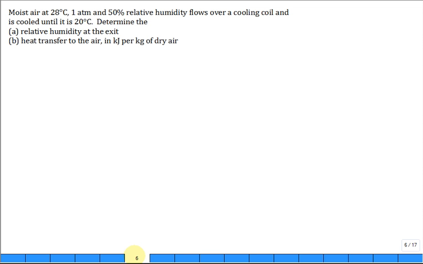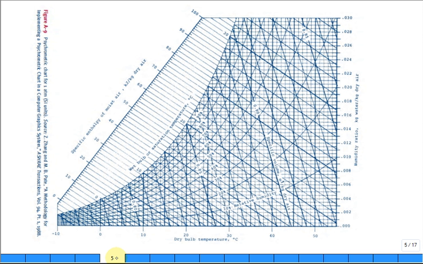One will be given. So here's another problem. We have moist air at 28 degrees C, 1 atm, and 50% relative humidity. It flows over a cooling coil and is cooled until it's 20 degrees C. Try to remember these numbers. Let's jump to a chart and try to find these states. So it starts off at 28, right? So right here is 28 degrees C, this line.